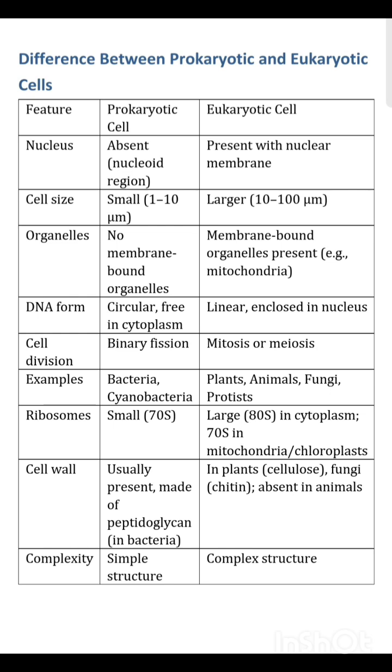Moving on to the next feature, that is DNA form. In prokaryotic cell, there is circular DNA which is floating freely in the cytoplasm. It is not inside a nucleus. Whereas in case of eukaryotic cell, the DNA is linear. It is stored inside the nucleus and it is organized into chromosomes.